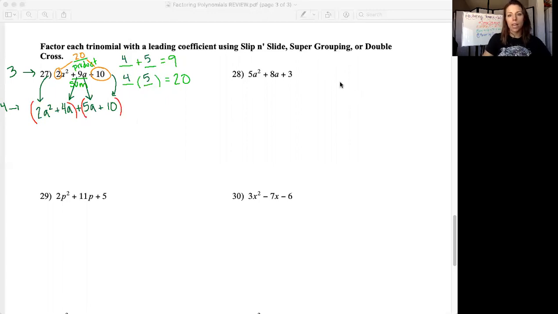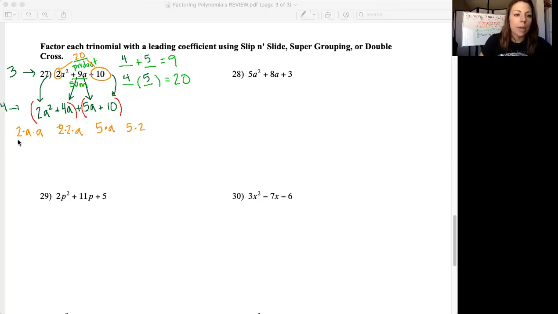So now I can go in and do my factor by grouping. If you have not seen the factor by grouping video, make sure that you watch that before trying to do this problem. Okay, so here we go. What's the greatest common factor of 2 and 4? That would be 2. So 2a squared is 2 times a times a. 4a is 2 times 2 times a. 5a and 10 have a greatest common factor of 5. So 5a is 5 times a, and 10 is just 5 times 2.